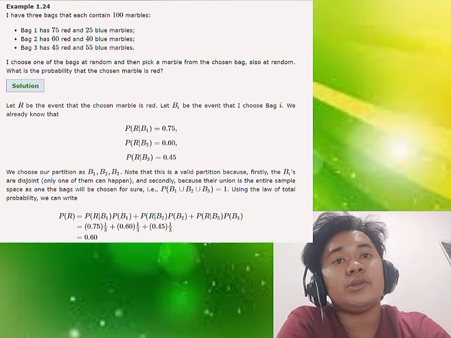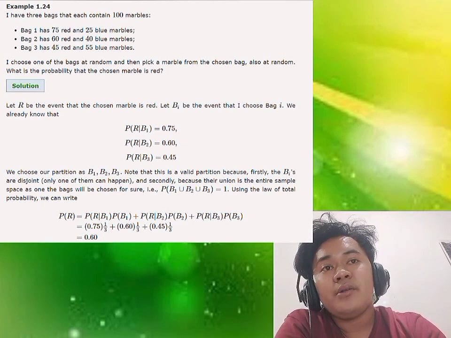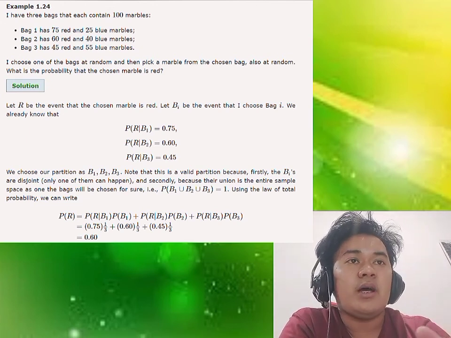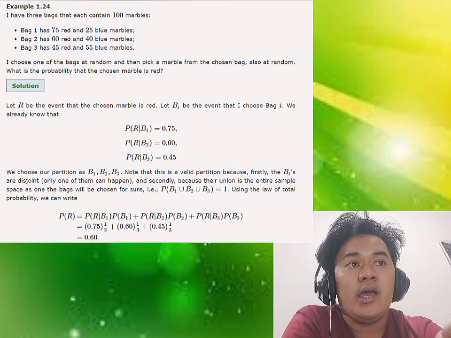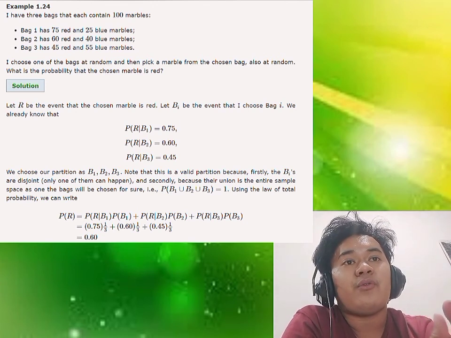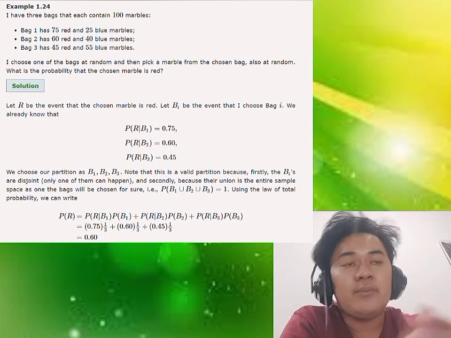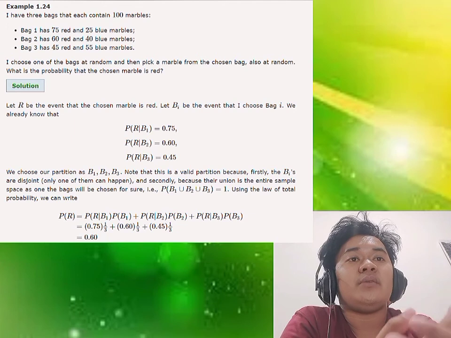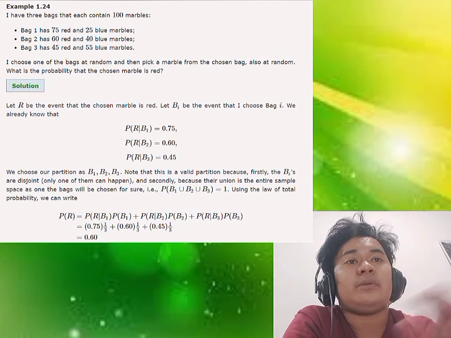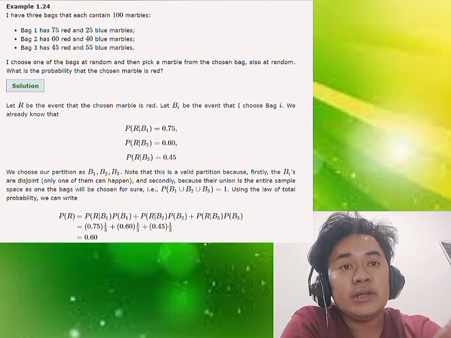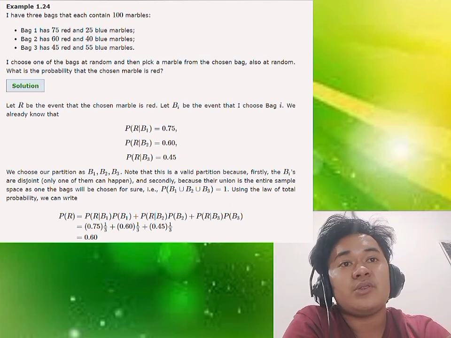So for the solution, let R be the event that the chosen marble is red. Let B sub i be the event that I chose bag i. We already know that the probability of getting red in bag number 1 is 0.75, the probability of getting red in bag number 2 is 0.60, and the probability of getting red in bag number 3 is 0.45. So we choose our partition as B1, B2, B3.